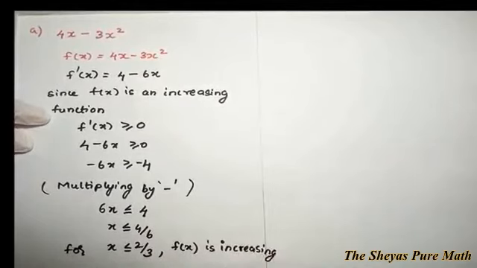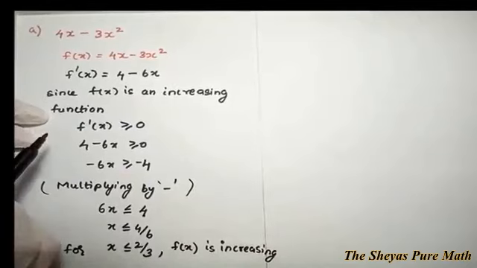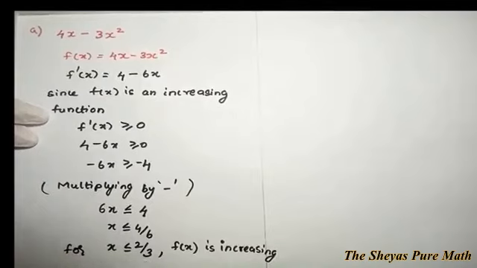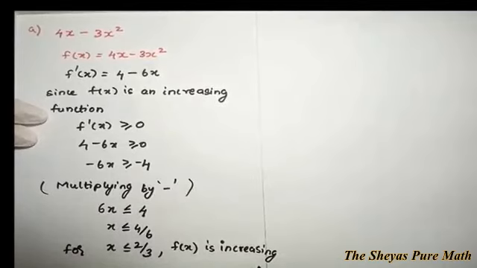So you can take any values less than or equal to 2 by 3 and you can check. Definitely you will get f dash of x greater than or equal to 0. So for all values of x less than or equal to 2 by 3, the function f of x is increasing.